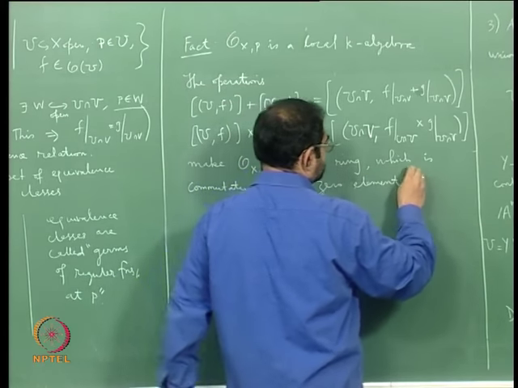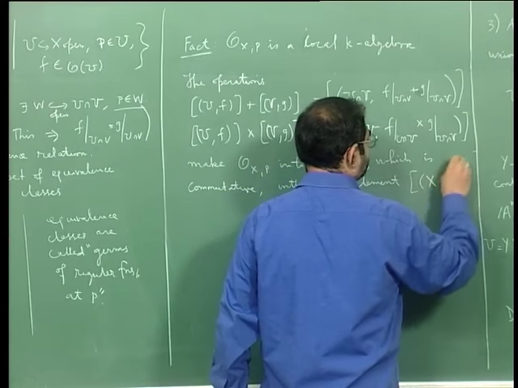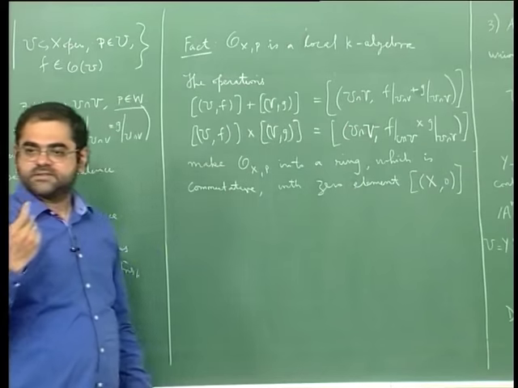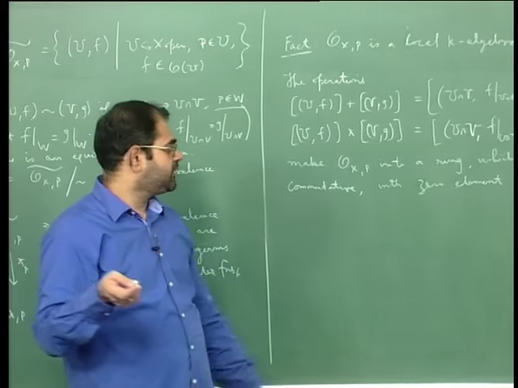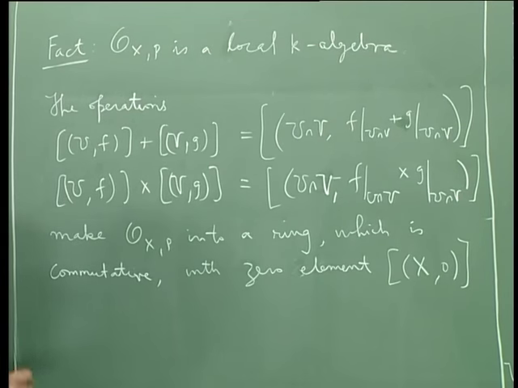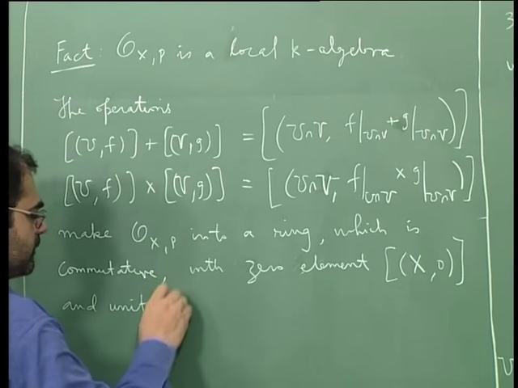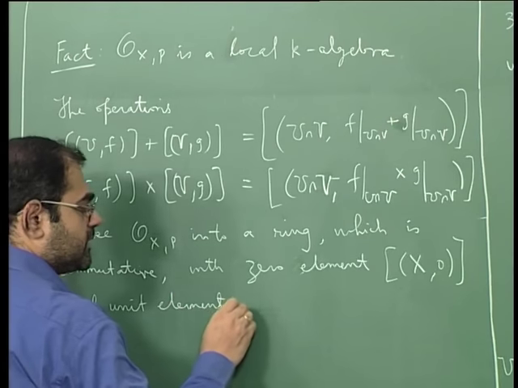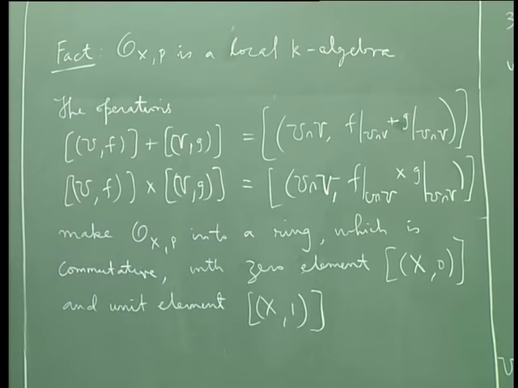The zero element is very simple; it is just the class of (x, 0). So the constant functions are always there. You take the function zero on the whole of x. That's a regular function, and you take its germ, that's the zero element, and the unit element is given by (x, 1). You take the constant function 1.